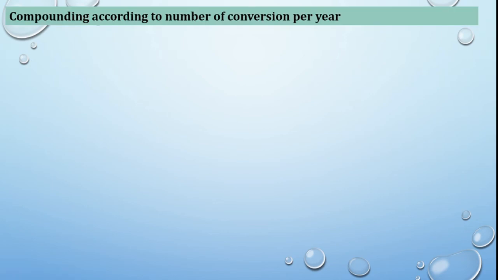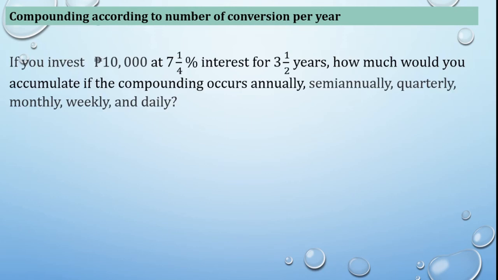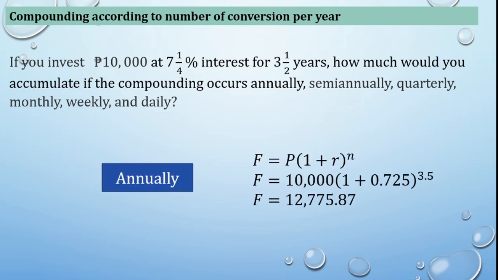Compounding according to number of conversions per year. If you invest 10,000 pesos at 7.14% interest for 3.5 years, how much would you accumulate if the compounding occurs annually, semi-annually, quarterly, monthly, weekly, and daily? For annually, we have F is equal to P times 1 plus r raised to n, or 12,775.87.